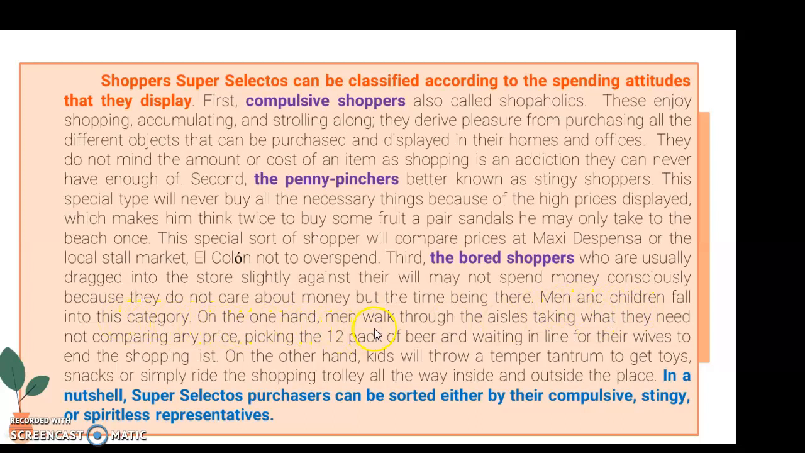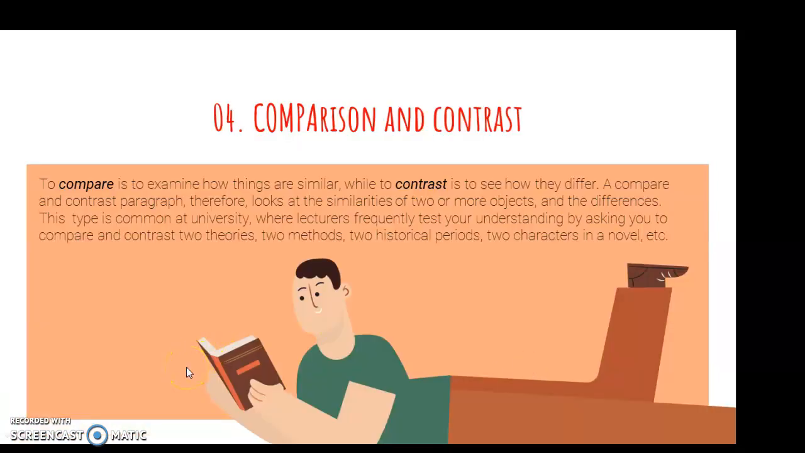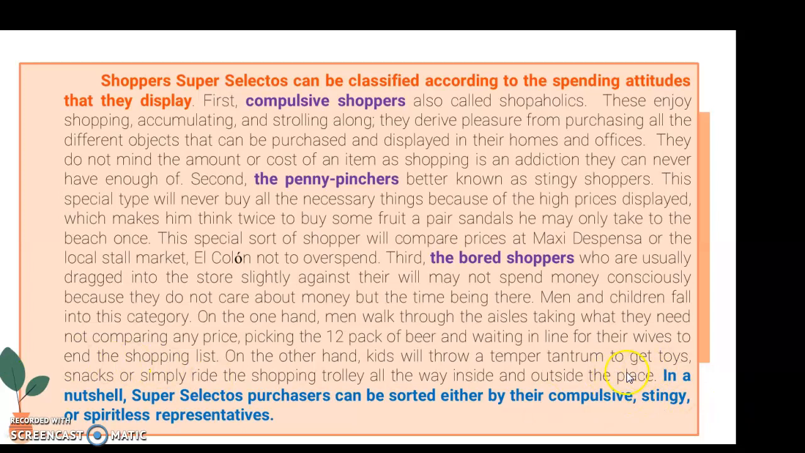On the one hand, men walk through the aisles taking what they need, not comparing any price, picking the 12th pack of beer and waiting in line for their wives to end the shopping list. On the other hand, kids will throw a temper tantrum to get toys, snacks, or simply ride the shopping trolley all the way inside and outside the place. In a nutshell, super selectos shoppers, purchasers, can be sorted either by their compulsive, stingy, or spiritless representatives.